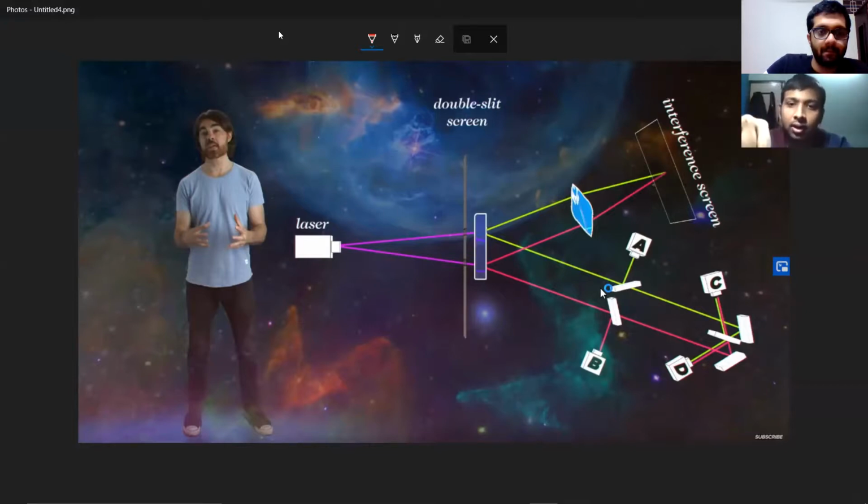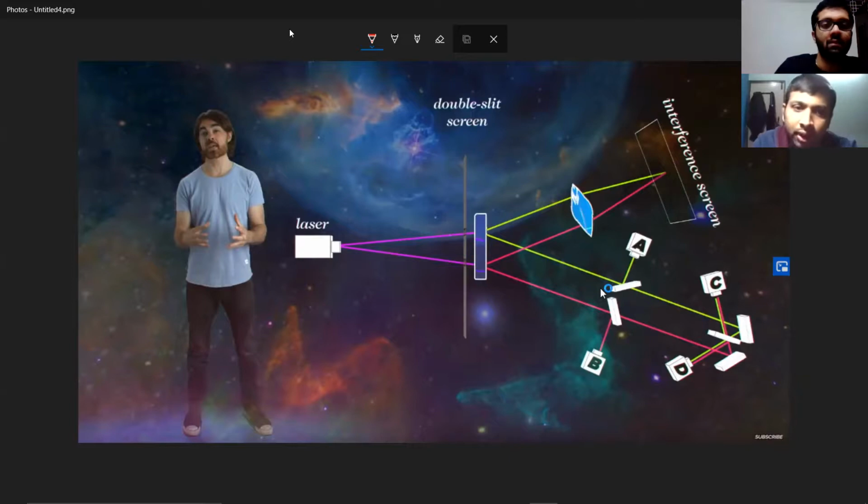Other experiments did not work. This experiment worked by measuring from which slit the electron passed through, and then it did not make these observations. What it did was, it just brought back the interference. I'll give you an example. I'll tell you.